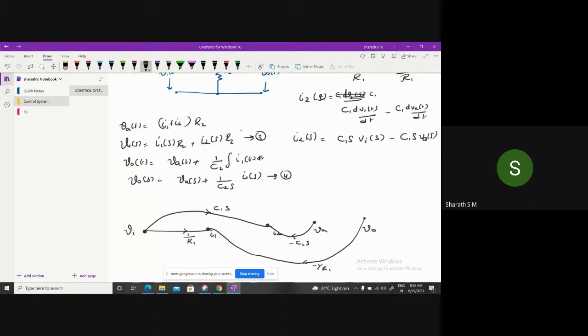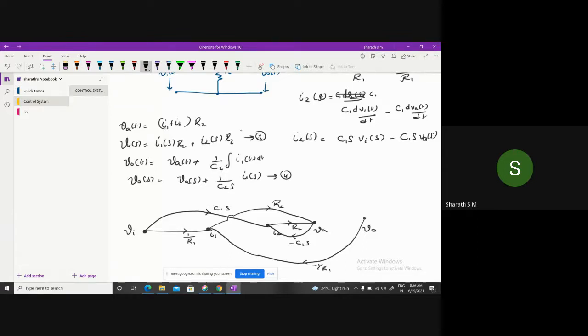Afterwards, VA. So VA is equal to I1 of S into R2 as a gain plus I2 of S into R2. So this is the forward path. Once again, R2 as a gain.